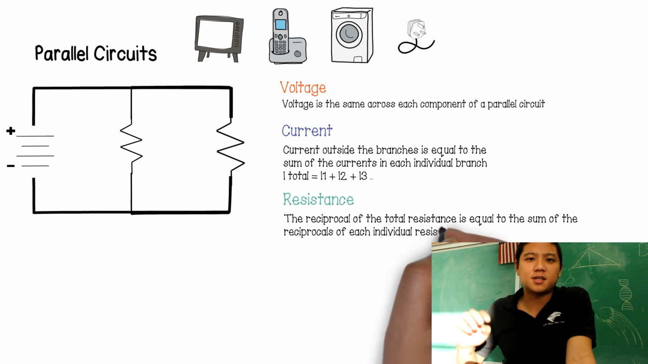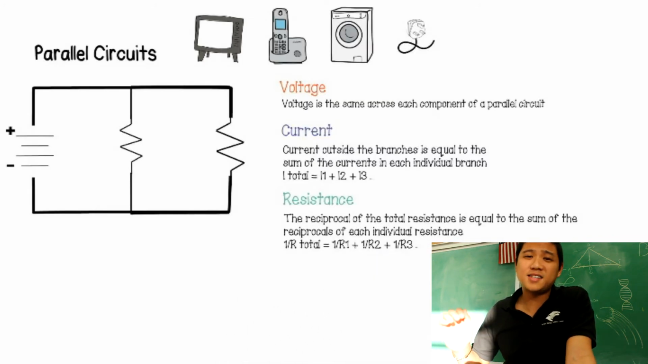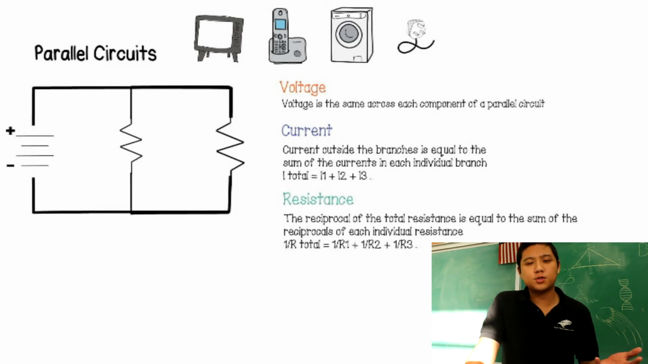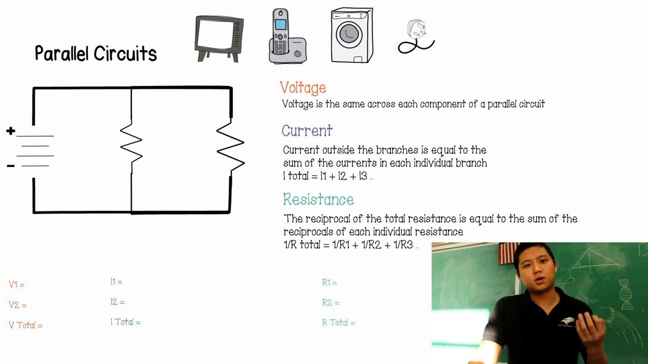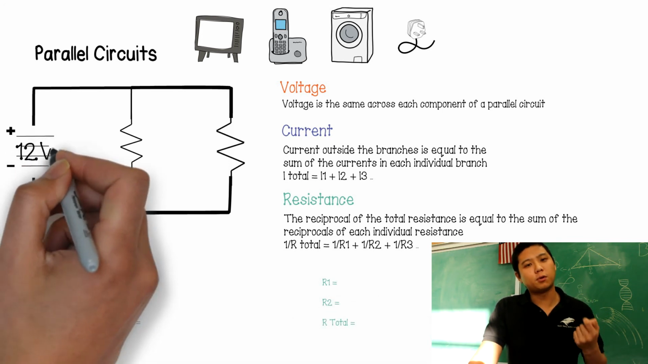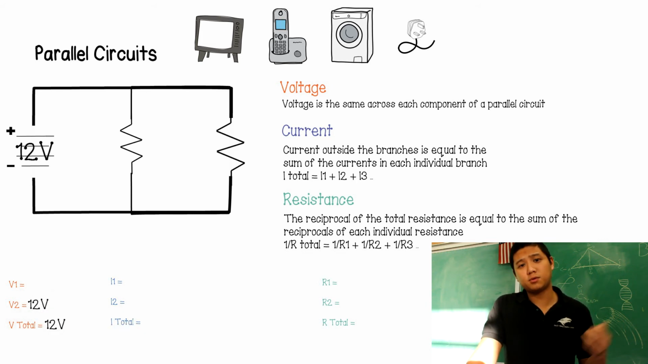Lastly, the resistance. If you take the reciprocal of the total resistance, that is equal to the sum of each individual resistance. So let's do a problem again where we have a 12 volt battery and we have a 220 ohm resistor and a 470 ohm resistor. So we know that voltage is equal across the entire circuit. So the voltage drop in resistor 1 is going to be 12 volts, and the voltage drop in resistor 2 is also going to be 12 volts.